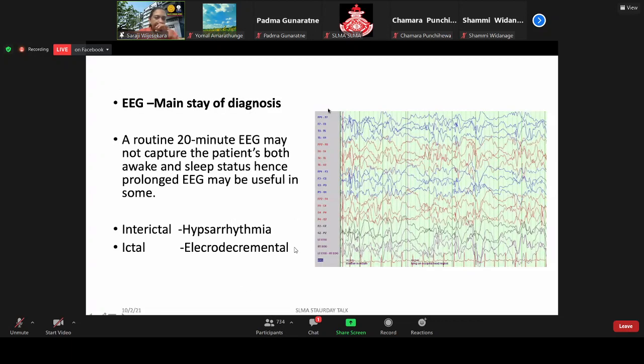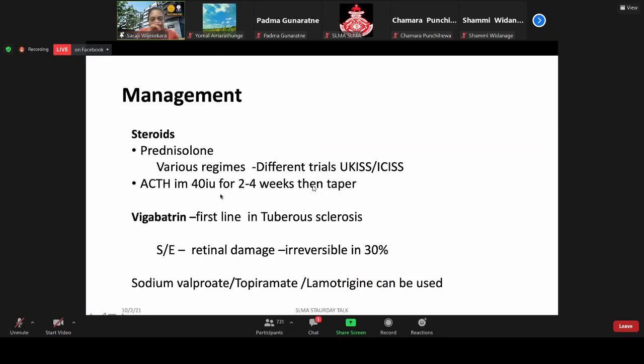So EEG is the mainstay of diagnosis. So this is the EEG with a very chaotic pattern. This is the typical hypsarrhythmia that I'm showing you in this EEG. And sometimes a long EEG would be needed if you don't show these changes. Right? So management includes steroids, that's the prednisolone.